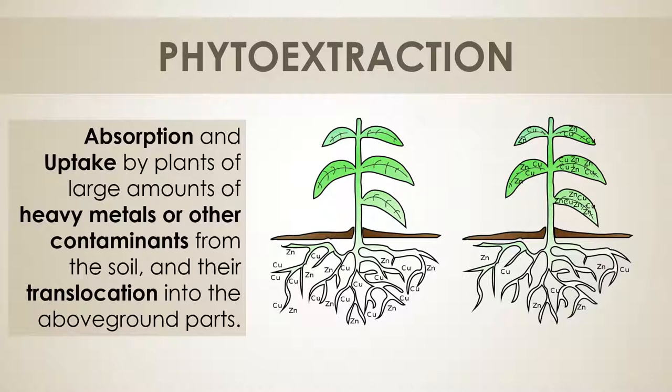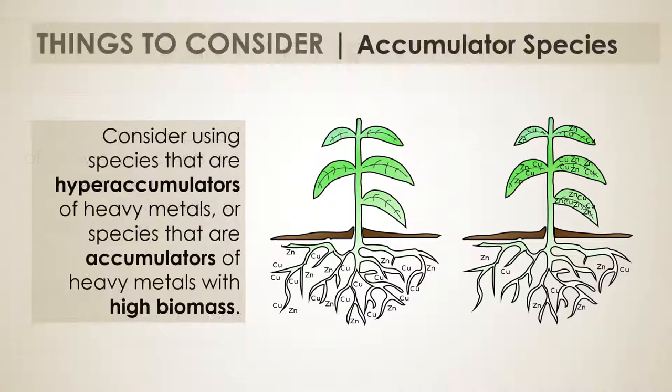We can extract them using plant species called hyperaccumulators. These are plant species that are known to take up large amounts of certain heavy metals. So you want to select hyperaccumulator species if you're trying to remediate heavy metal contaminated soil. There are other species that are just accumulators. They still accumulate heavy metals, but maybe not at the levels that hyperaccumulators do. And we can still use these if they produce high biomass. They can still be just as useful.